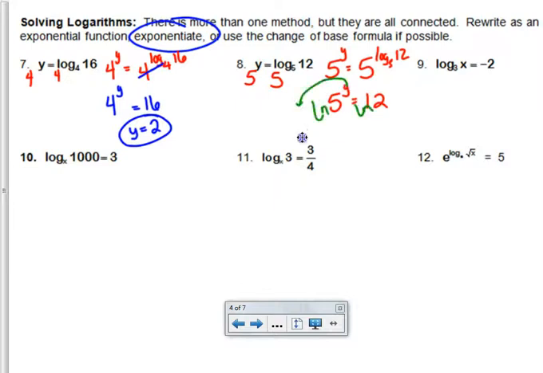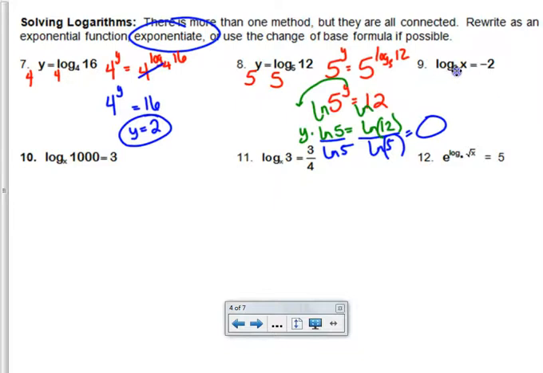So the y will come down. You've got y times the natural log of 5, which is just some gross number, equals the natural log of 12. So to solve for y, remember this is just a number. I'm just going to divide by natural log of 5. And you're going to type this on your calculator, but make sure you're wary of the parentheses. So make sure you close the parenthesis after each logarithm's number. Natural log of 12 divided by natural log of 5, and then whatever decimal that came out to.